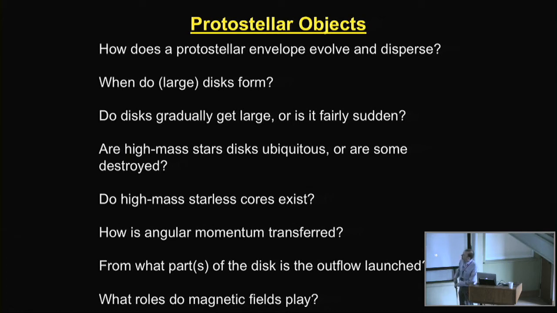And also, how does angular momentum get transferred from large scales to small scales? Is it transferred? And I think we still don't even know where the outflows launch from in the disk. We think it's from the disk, but you still have your X-wind models and disk wind models. And another very important thing is: what are magnetic fields doing in all this process?